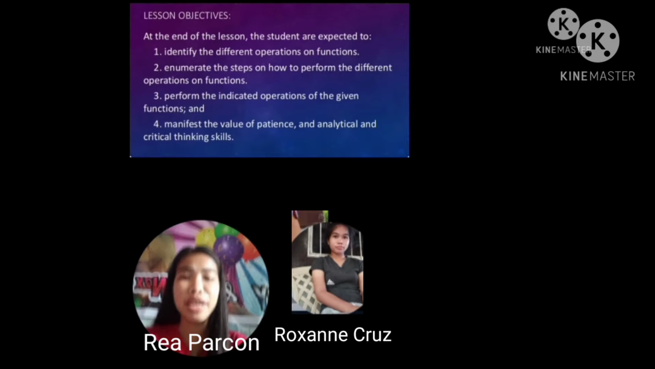Our lesson objectives. At the end of the lesson, the students are expected to identify the different operations and functions, enumerate the steps on how to perform the different operations and function, perform the indicated operations of the given functions, and manifest the value of patience and analytical and critical thinking skills.